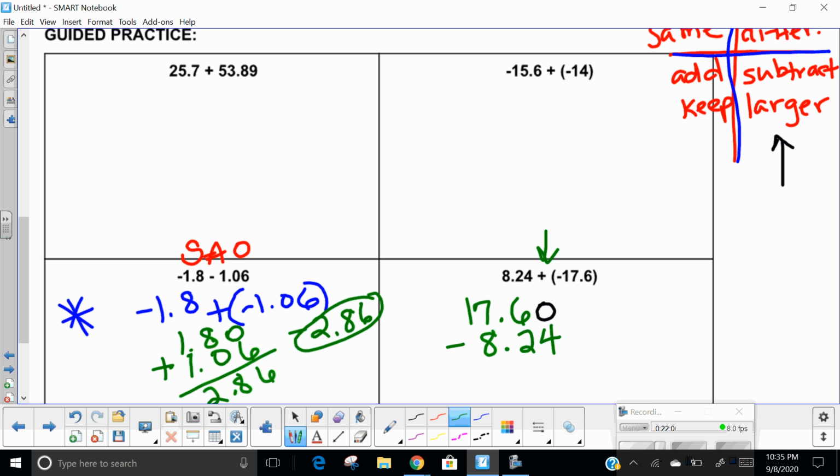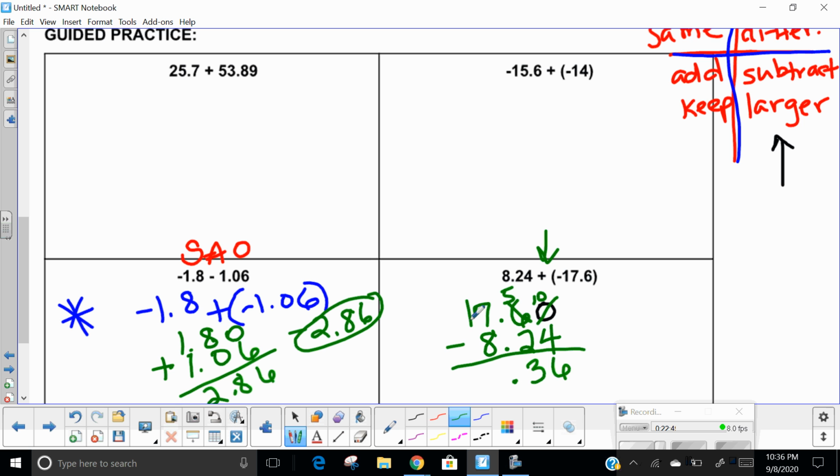So we're going to come down here. We're going to subtract 0 minus 4. I can't do that. I have to borrow. So this becomes 5. And then I regroup and this becomes 10. 10 minus 4 is 6. 5 minus 2 is 3. And then I bring the decimal point down.